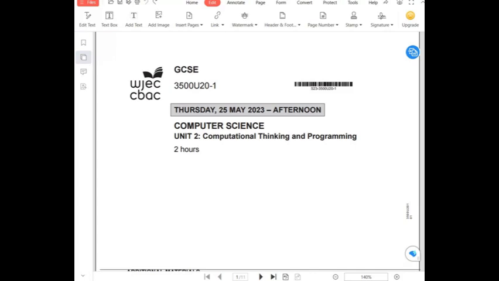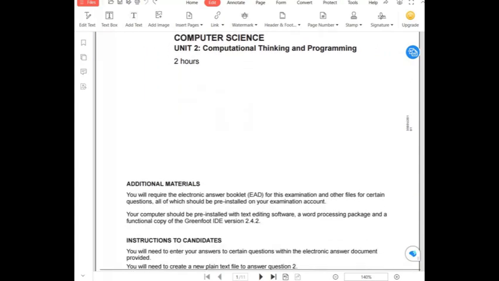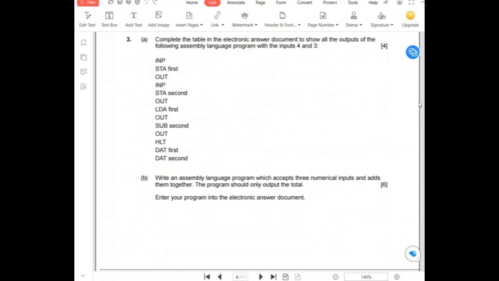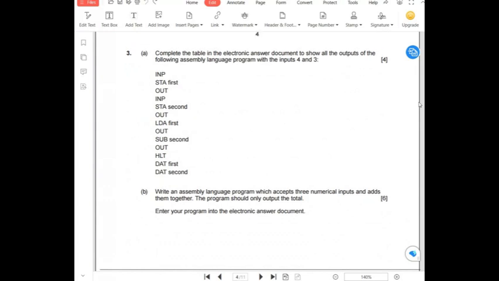So, like I said, we're going to go into a question about assembly language. And here's a question here. In paper 2 for WJEC, you will get given an electronic answer document where you basically put your answers in there, or attempted answers. In this one, we need to complete a table in the electronic answer document, which you will be provided with to show all the outputs of the following assembly language program with the inputs 4 and 3.